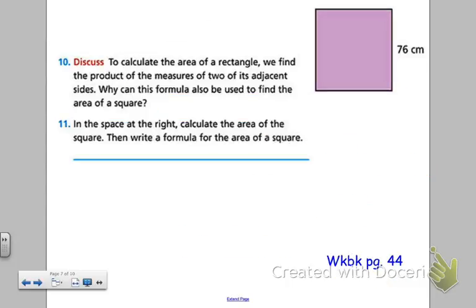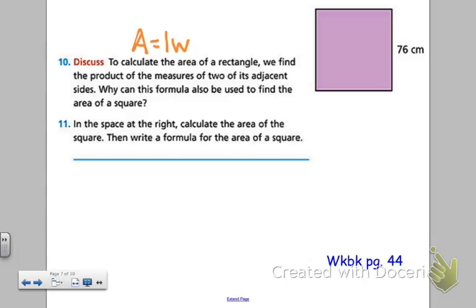Continuing on to work on workbook page 44, looking at 10. To calculate the area of a rectangle, we find the product of the measures of two of its adjacent sides. Basically what they're just saying there is that we had to do length times width to find the area of a rectangle. Why can this formula also be used to find the area of a square?